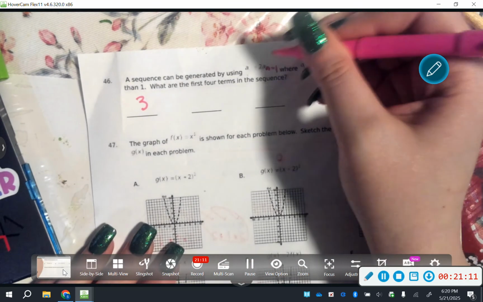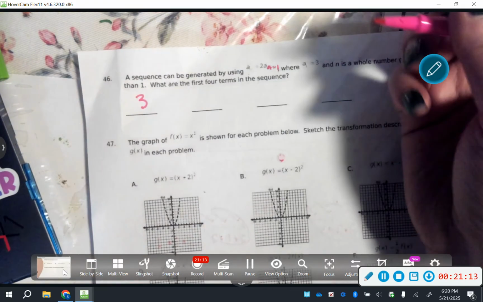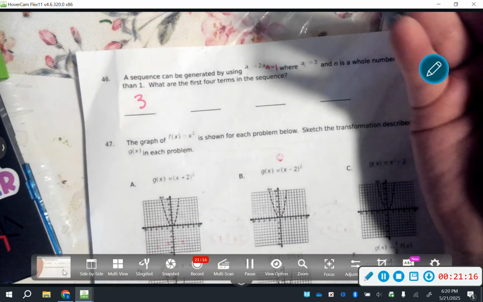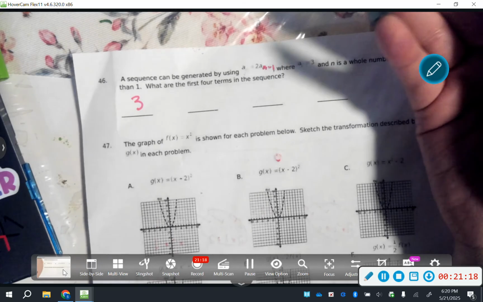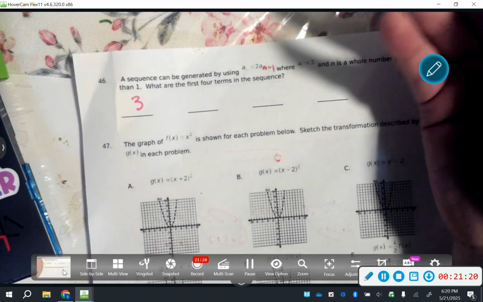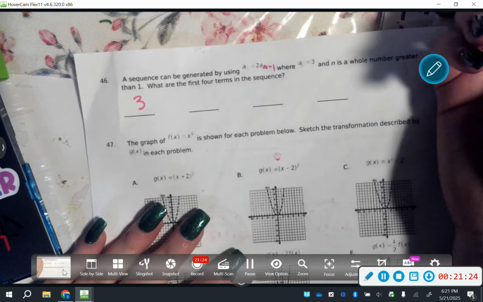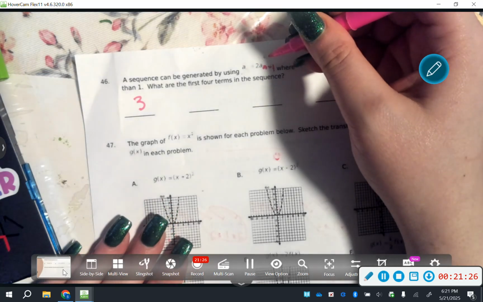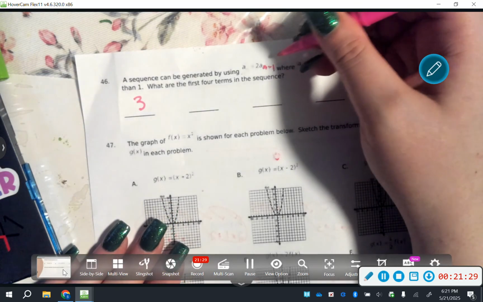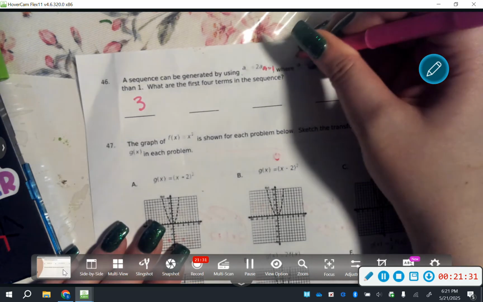Well, what are they telling us here? Are we adding 2? Are we multiplying by 2? Because when we're talking about sequences, it has to be one or the other. Arithmetic adds the same number every time, or subtracts the same number every time. Geometric multiplies by the same number every time. Well, it says 2 times a sub n minus 1, so we're multiplying by 2.